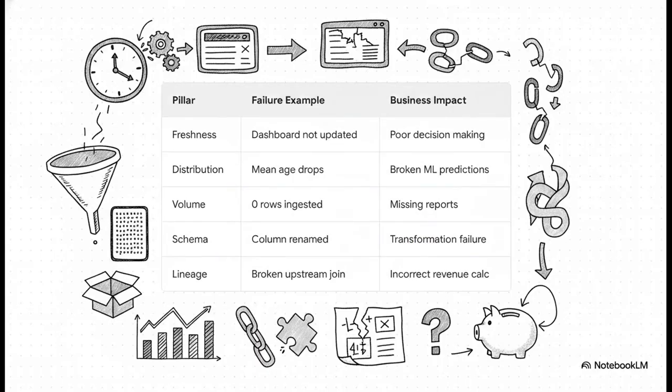And this table here really drives home what happens when one of those pillars starts to crumble. You know, if your freshness fails, your dashboard is pretty much useless for making real-time decisions. If your volume is off, let's say 0 rows show up instead of the usual 10,000, your C-suite's most critical reports just disappear. Each and every pillar is a potential point of failure with a very real business impact.